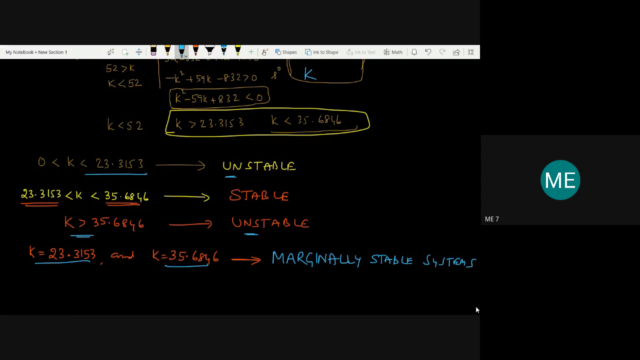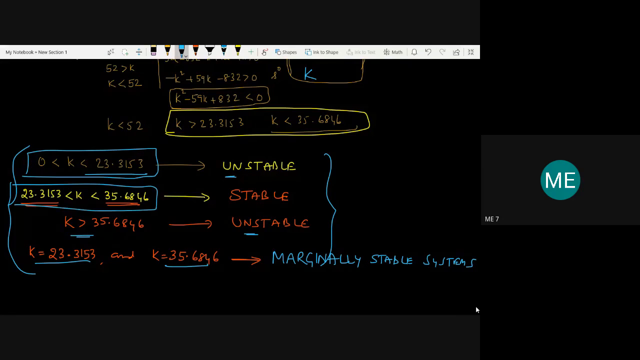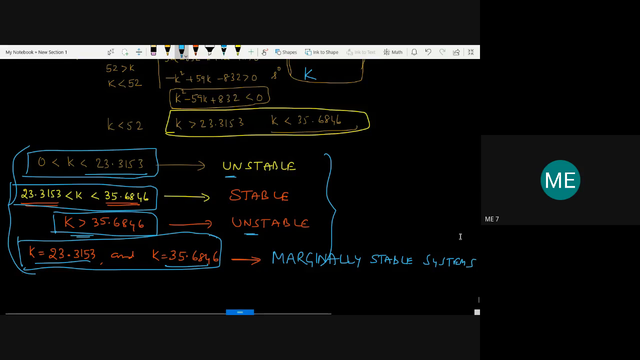So this is how we need to find out the range of values of k for which it will be stable, for which values of k it is unstable, and for which value of k it is marginally stable. So with this, I'll stop today.